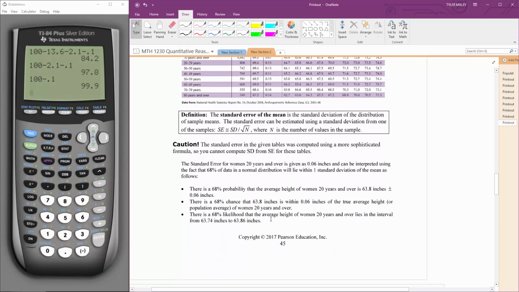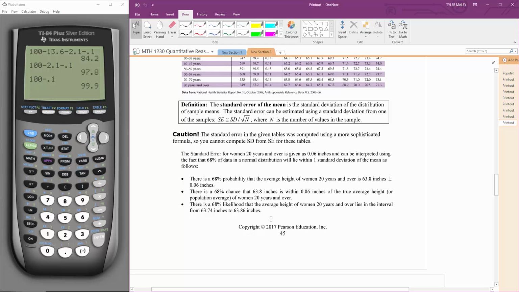So then also we're given a definition. It says the standard error of the mean is the standard deviation of the distribution of the sample means. The standard error can be estimated using a standard deviation from one of the samples. So standard error is approximately standard deviation divided by the square root of n, where n is the number of values in the sample, right? That's what we're saying here.